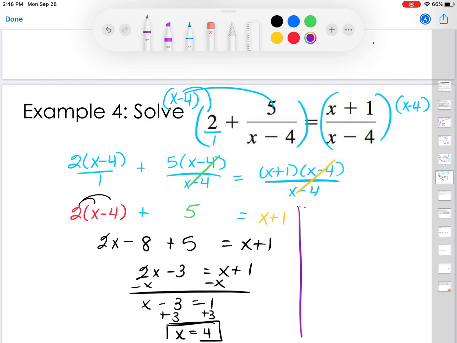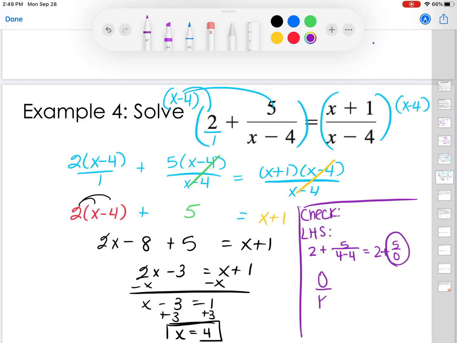All right, so when I check, again, I want to do the left-hand side, get an answer, and do the right-hand side, get an answer. If they are the same, we're in good shape. So that's 2 plus 5 over, we're replacing it with 4, minus 4, 2 plus, that's 5 over 0. There's a problem there, huh? 5 over 0 is undefined. It's okay to have 0 on top, but it's no good to have 0 on the denominator. This is undefined, so this answer does not work.